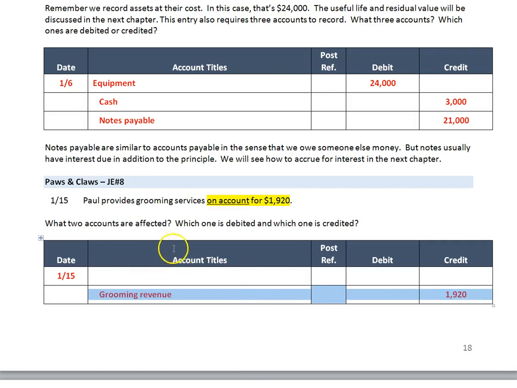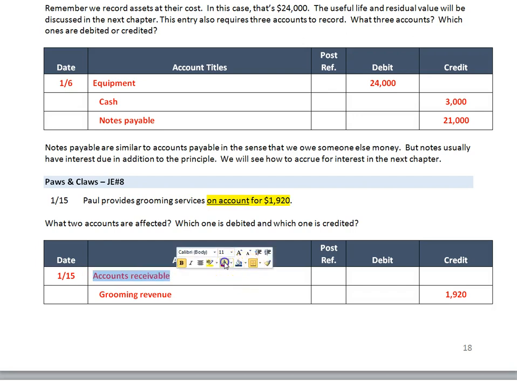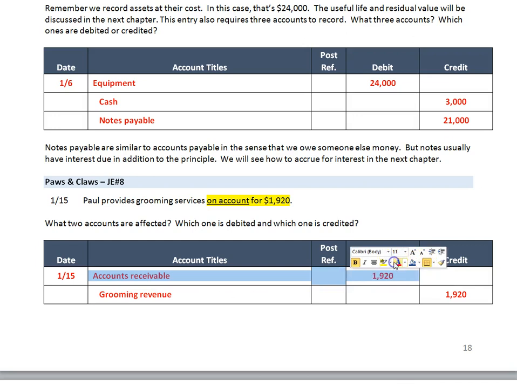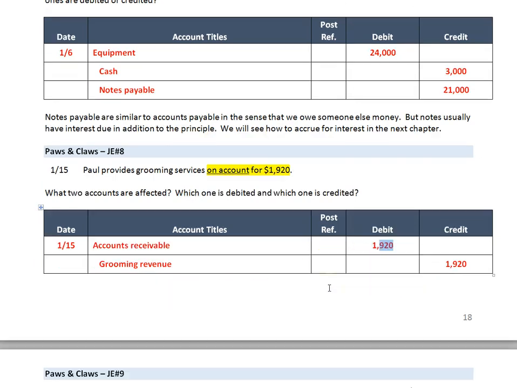Alright. On account means we haven't received it. Remember, it's going to mean either accounts receivable or accounts payable. In this case, since we provided the services, they're going to pay us, so it's going to go to accounts receivable. Accounts receivable is the asset account, so it makes sense that we're debiting it for 1920. Someone else owes $1,920 to the business.